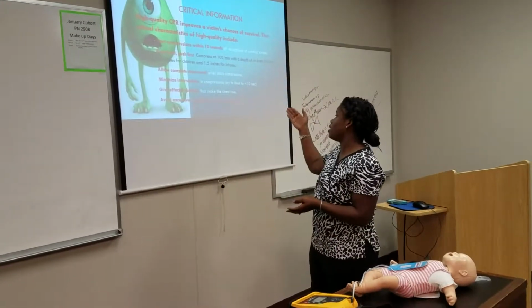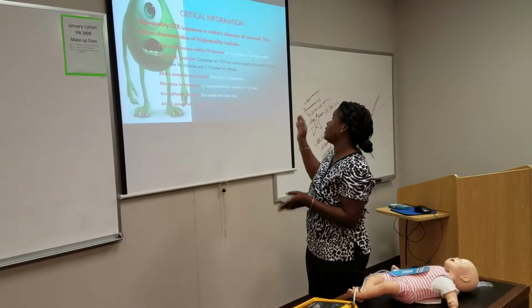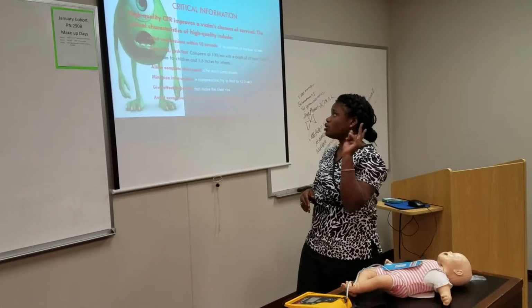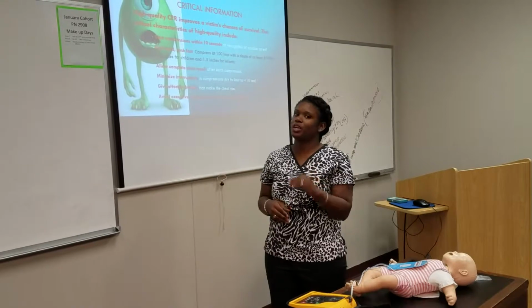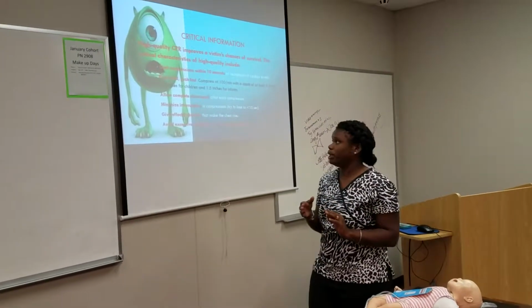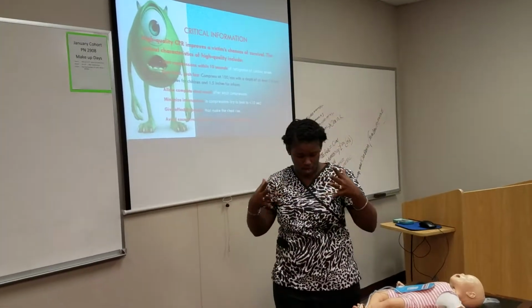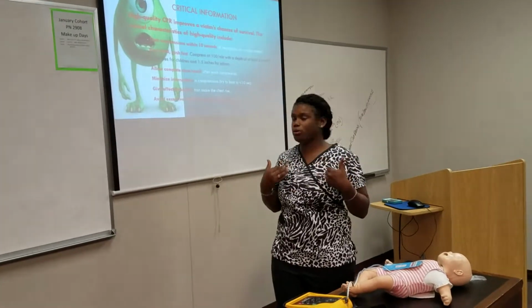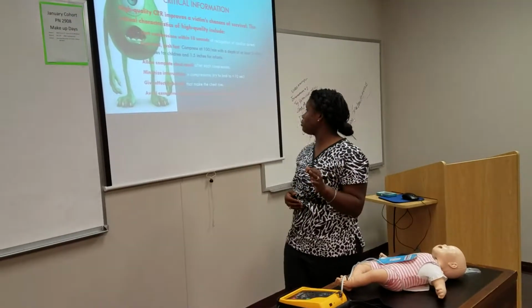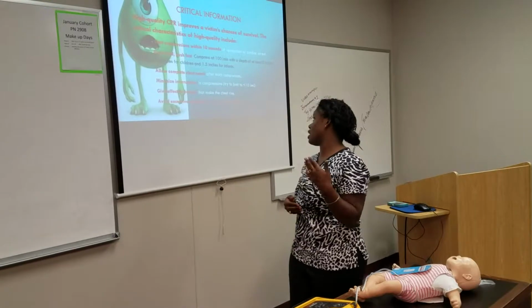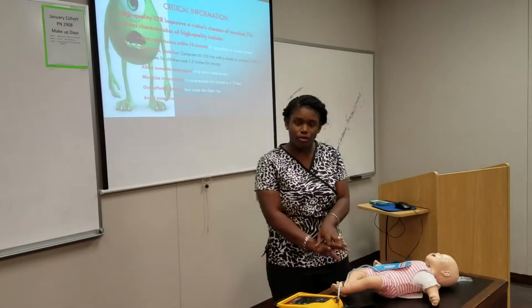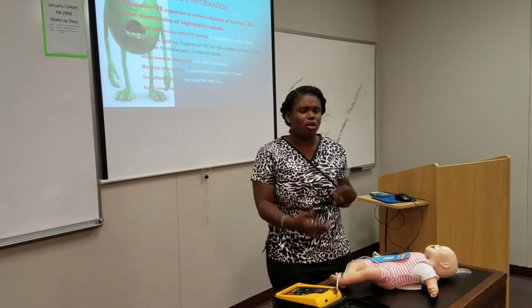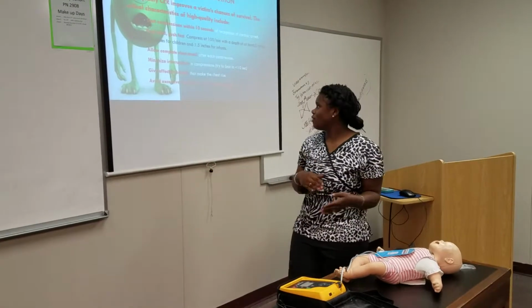Compressions are 100 beats per minute with a depth of at least 2 inches for adults, 2 inches for children, and 1.5 inches for infants. Allow complete chest recoil. Remember, that's when you make sure the chest comes back to its normal position. Minimize interruptions in compressions. Try to limit it to 10 seconds. So after you do the compressions, you don't want to be interrupted a lot. You want to make sure you stay focused on that.